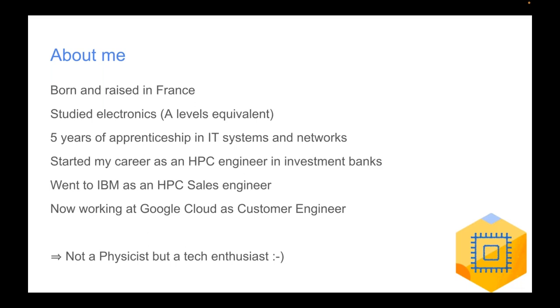I then went to IBM, where I was introduced to quantum concepts, and I also had the chance to work on the quantum campus and talk with several scientists there. And now, for three years, I've been working at Google Cloud as a customer engineer, which means helping our customers understand our technologies and use them at their best. I'm not a physicist, so I hope it will be as clear as possible and that I will be able to answer your questions, but be kind, because some of them I may not be able to answer.